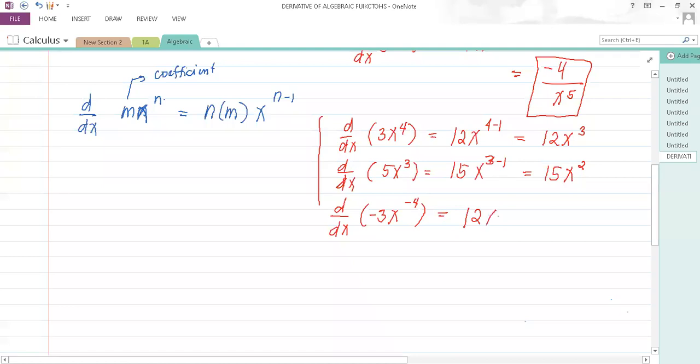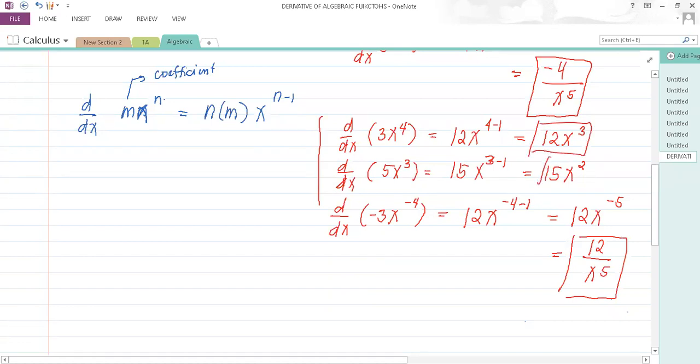Okay, so x raised to negative 4 minus 1. Negative 4 minus 1, that is negative 5. So this is equal to 12x raised to negative 5. Okay, so we have a negative exponent, so ibababa natin yan. So this will be equal to 12 over x raised to 5. So this will be now our answer for the derivative of the given function.